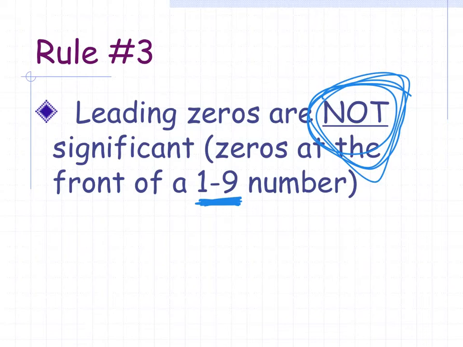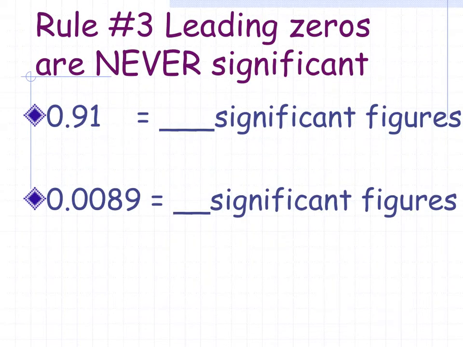Let me show you what I mean. In this first example, we have 0.91. This 0 is in front of the 9, so we say that he is leading the 9. The 9, of course, is significant due to Rule 1. The 1 is also significant. So the 0 is merely what we call a placeholder. It wouldn't be a bad idea to write the word placeholder above this 0.